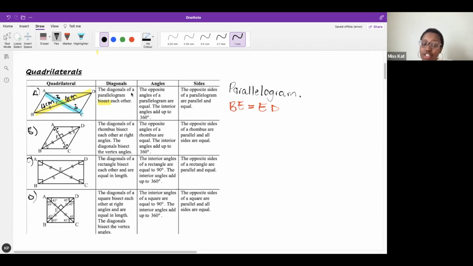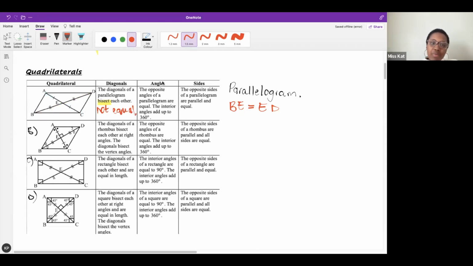They bisect each other, so they cut each other in half, meaning 3 and 3 and 4 and 4, but they are not equal in length. Okay, that is a huge mistake we make. So they bisect each other, but they are not equal in length. Let me write it here. Not equal.